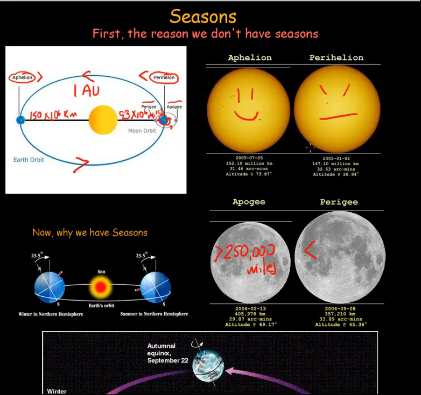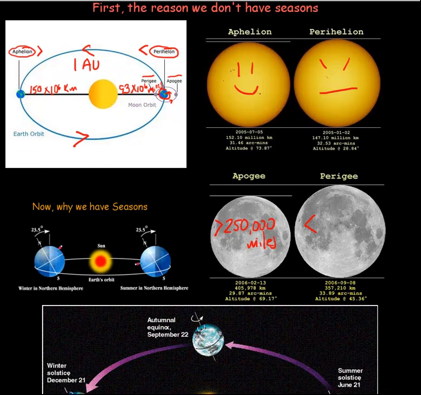If you actually hold your index finger up at arm's length, you can cover the sun or the moon very easily. If the moon and the sun were sitting right next to each other, you could cover both of those with your index finger at arm's length. Okay, so why do we have seasons?